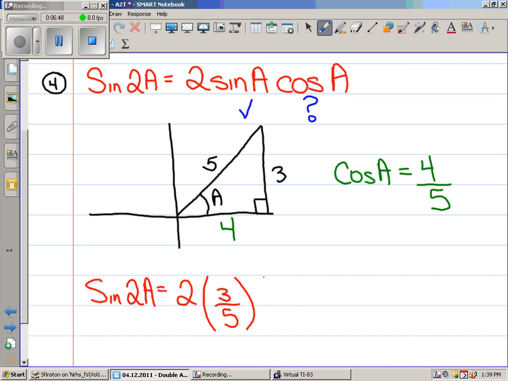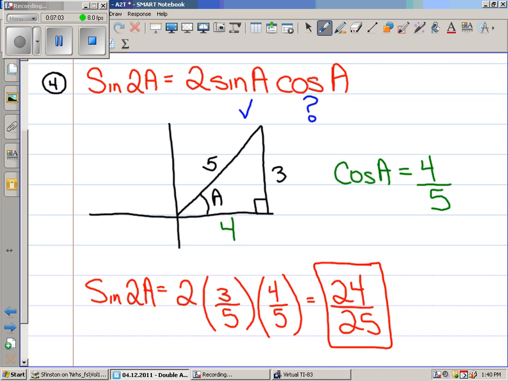How much was the cosine? And what's the total? Top times top, all the way through, is 24. Bottom times bottom is 25. That's it. That's how we roll. That's what we do.